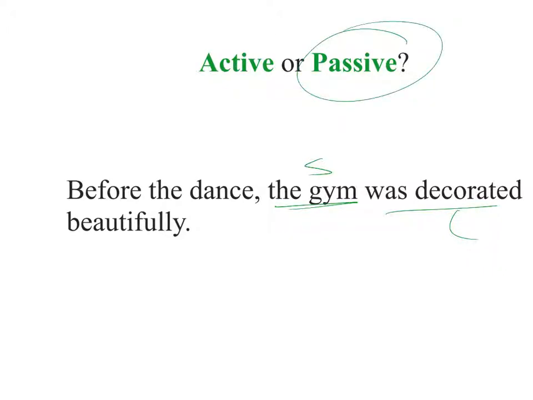It doesn't say who decorated it, but one clue about finding a passive sentence is was or other helping verbs. They can often indicate that passive voice is being used. It doesn't always work that way, but it's one clue.